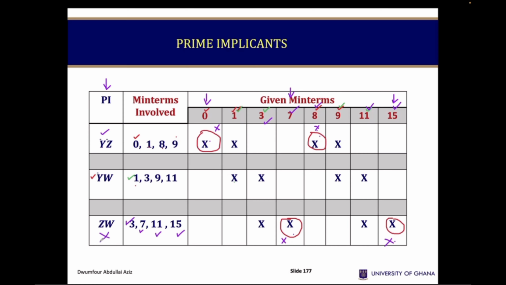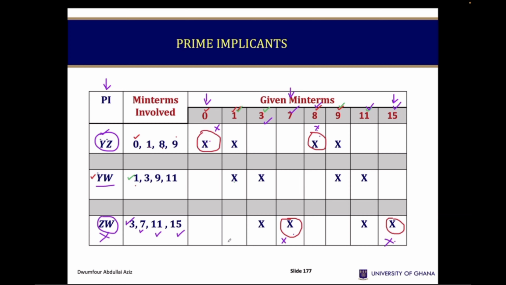So it means that it is enough for us to use Y bar, Z bar, and ZW to cover all these mean terms, and we are good to go. So technically, this is not really needed. This is a non-essential prime implicant, since this and this are those that produce only a single match in these columns. So this and this become our essential prime implicants.